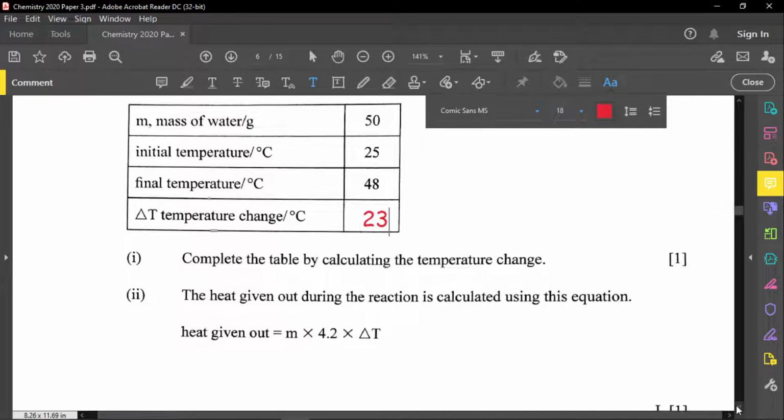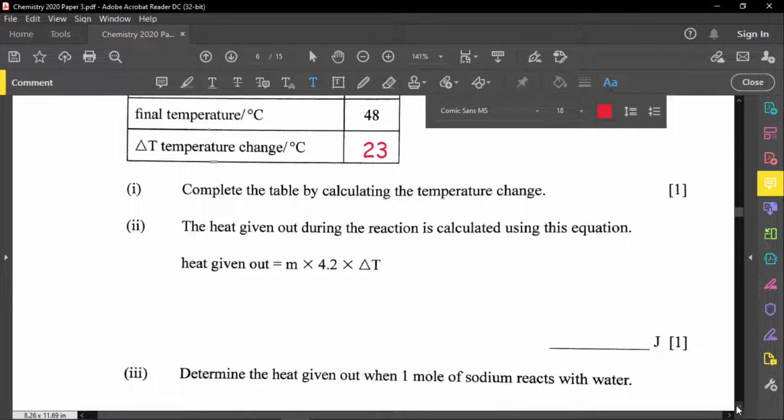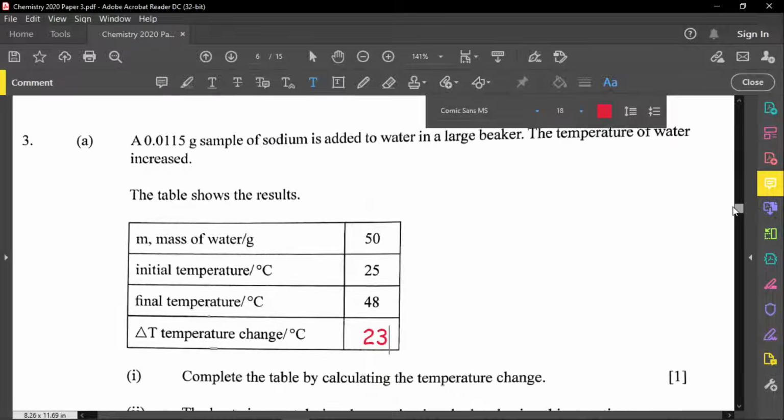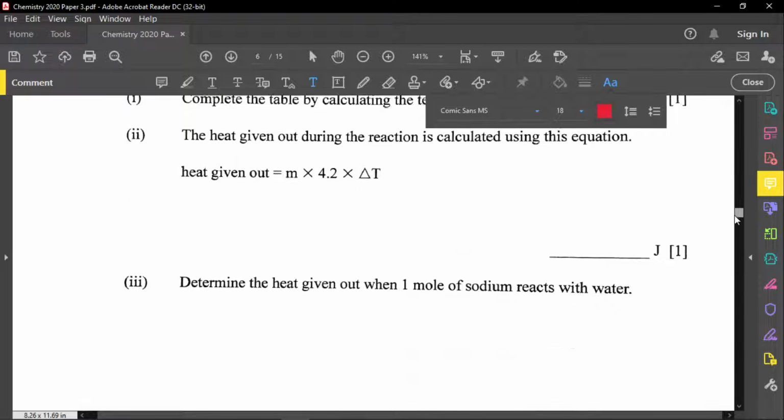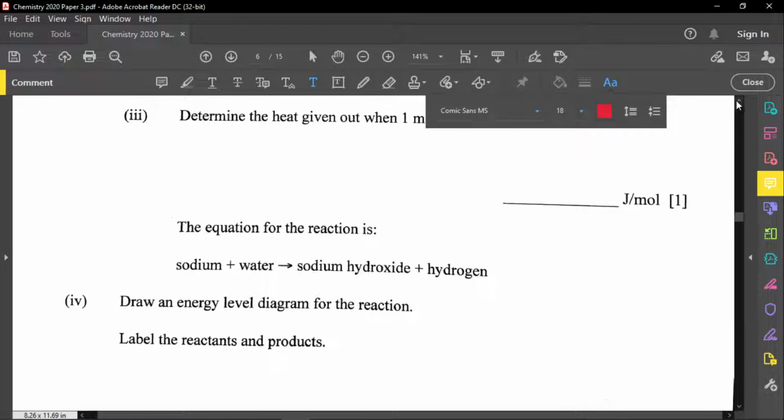For part 2, the heat given out during the reaction is calculated using this equation: M times 4.2 times the change in temperature, where 4.2 is the specific heat capacity of water. So we put our mass here, and our mass in the question was given as 0.0115.